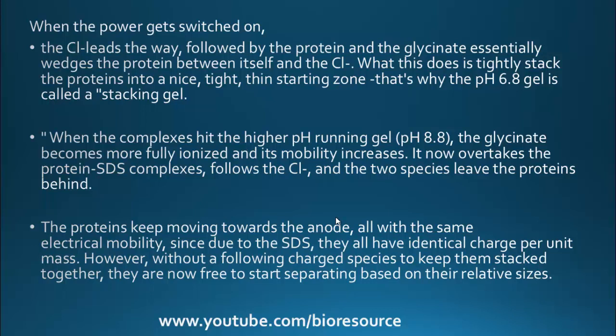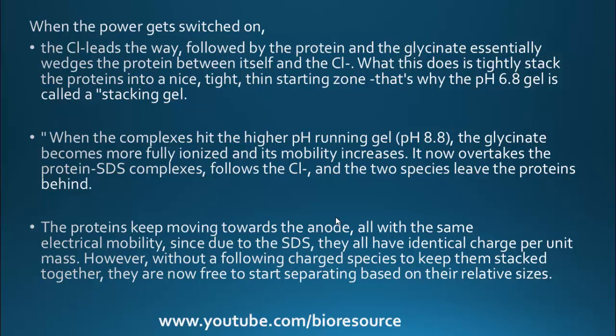Once the complex hits the higher pH running gel, that is the pH 8.8 or the separating gel, the glycinate ion becomes more fully ionized and its mobility increases, and it overtakes the protein-SDS complex and follows the chloride ions, and these two species leave the proteins behind. The proteins keep moving towards the anode, all with the same electrical mobility, since the presence of SDS gives identical charge per unit mass. However, without following charge species to keep them stacked together, they are now free to start separating based on their relative sizes.